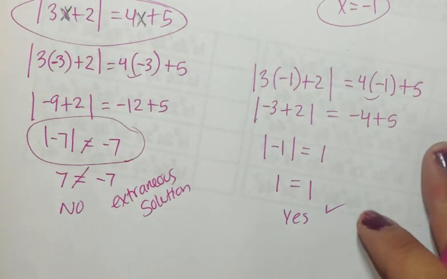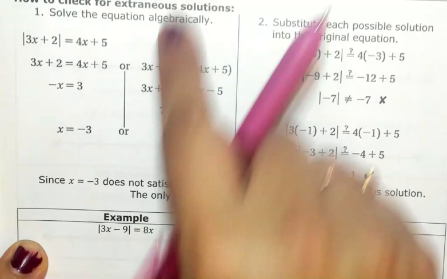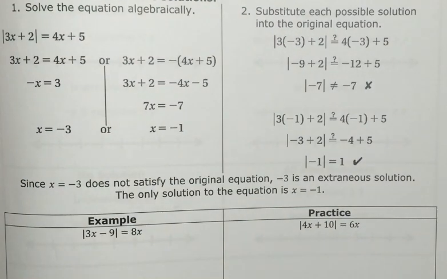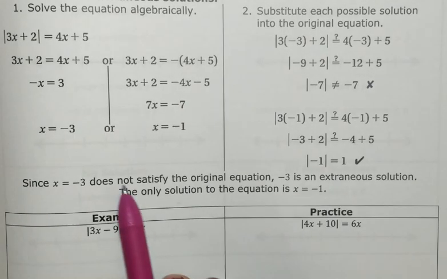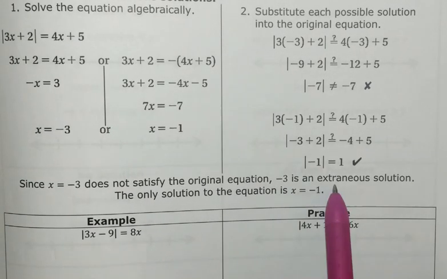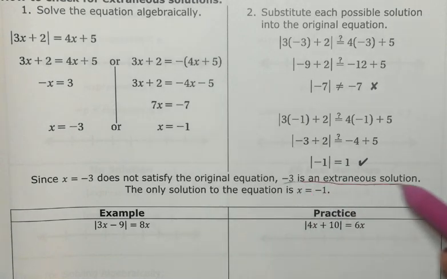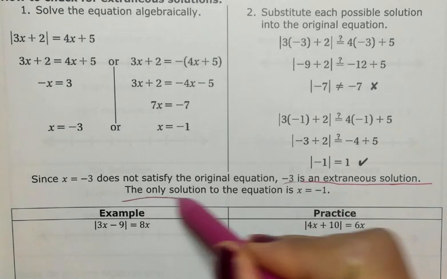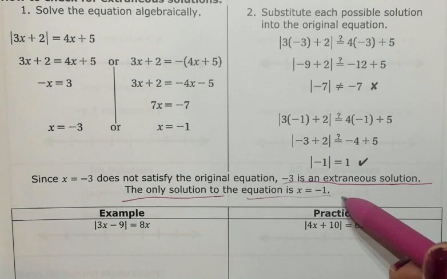So that's what you're practicing on this paper. The example that you have here is the one I just explained. So since negative 3 does not satisfy the original equation, negative 3 is an extraneous solution. And the only solution for the equation is this.